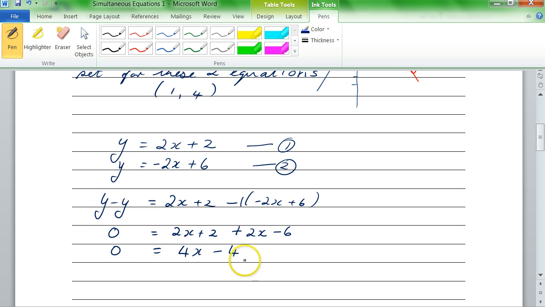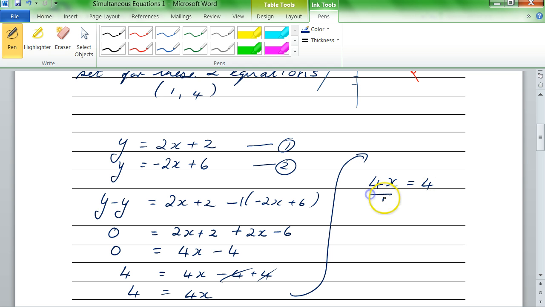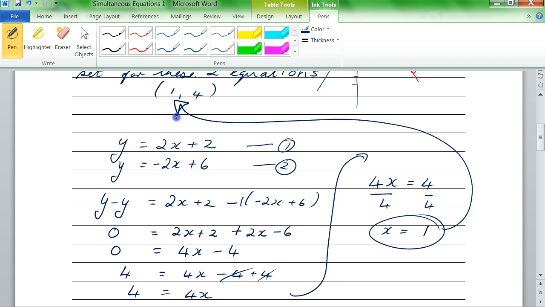Just reorganising this equation, if I add 4 to both sides, I'll get 4 equals 4x plus negative 4 plus 4. That's adding 4 to both sides. That means they cancel out, and I'll have 4 equals 4x. Reversing the order, we'll have 4x equals 4. Divide both sides of that equation by 4, and we'll have x equals 1. And what you can see is, out has come this number here, x equal to 1.